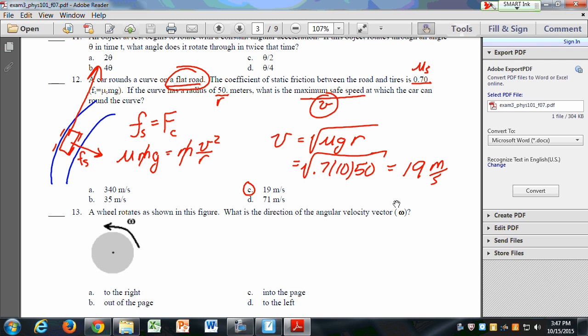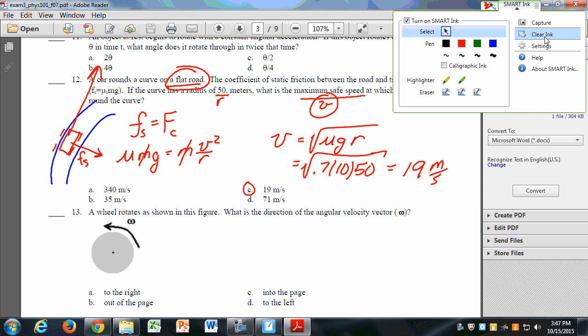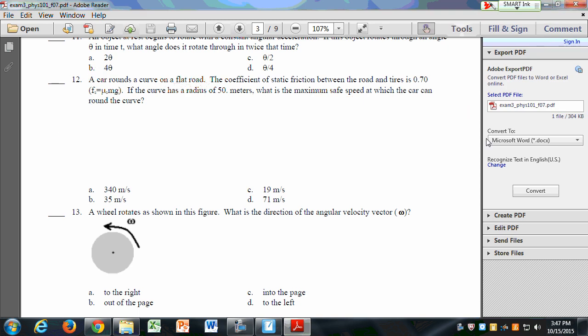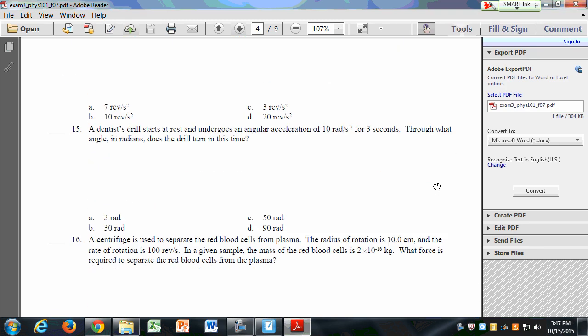Okay. That's sort of it for rotation. Let's look back through some of the problems. Do you have any questions? We're going to see this again in class tomorrow and Monday, but it's good to get a little head start on it.